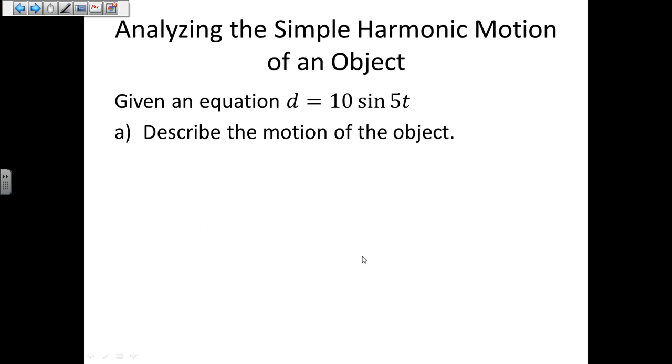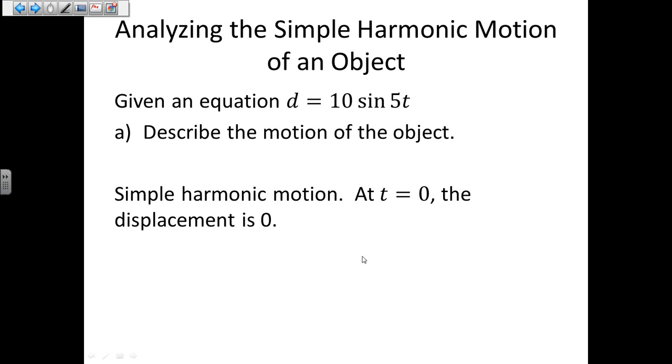So let's start off by describing the motion of this object. It's simple harmonic motion. Okay, that's simple enough. That's a good enough description. And then at t equals 0, the displacement is 0. So that's a good thing to include, is how far it is from the rest position at time 0. Basically, you plug 0 into the equation. So it's simple harmonic motion, and then at t equals 0, at the starting time, the displacement is 0. So this object is at its rest position at 0. That doesn't mean it's not moving, it's just at its rest position.